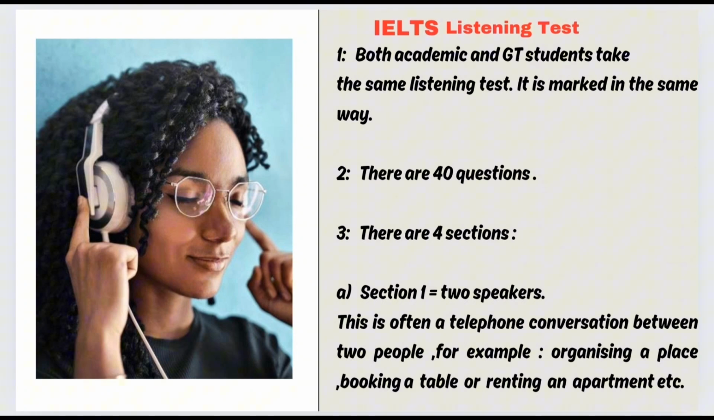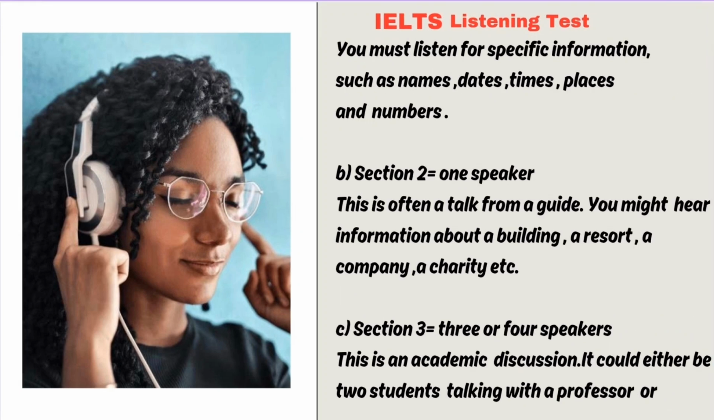Now section 1. Section 1 has 2 speakers and a social situation. For example, a phone conversation where someone is registering for a course or perhaps booking a table at a restaurant or organizing to meet someone. So it's specific information and quite easy. Then section 2. Section 2 is also social, based on an everyday situation, but there is only one speaker. An example would be a tour guide, explaining about a resort or building and providing history or information, etc.